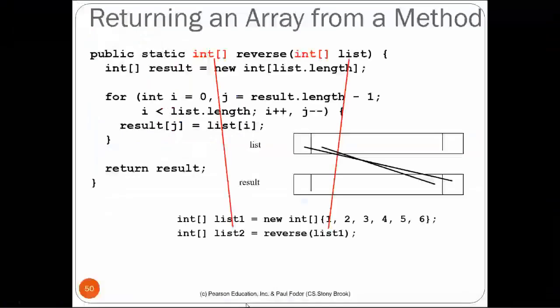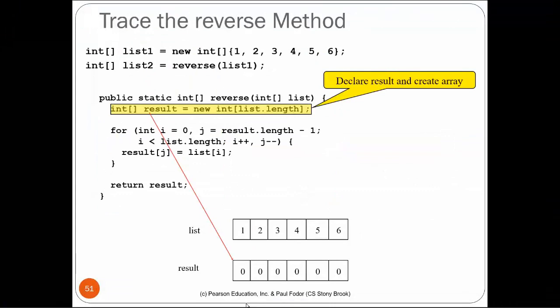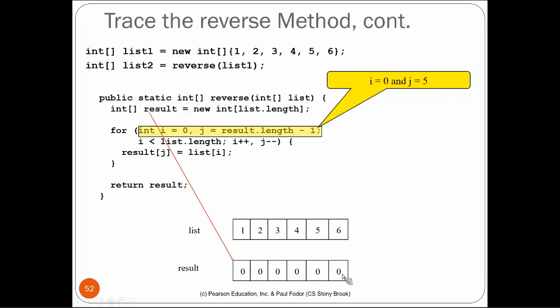This algorithm is in fact in the lecture notes as the next method after we actually trace the original method reverse. So tracing the original method reverse, it basically creates a new array result of the same number of elements as in the original list. Initially, all of these elements have the value 0. Then I create two indices, i and j. i is 0, and j will be 5, which is the length of the list minus 1.